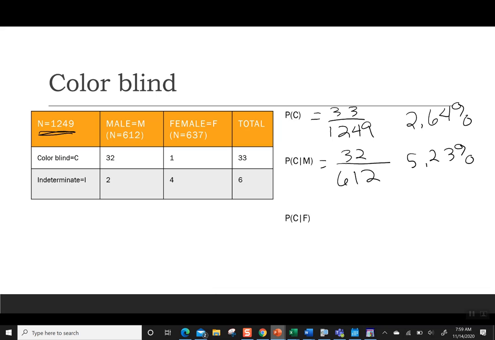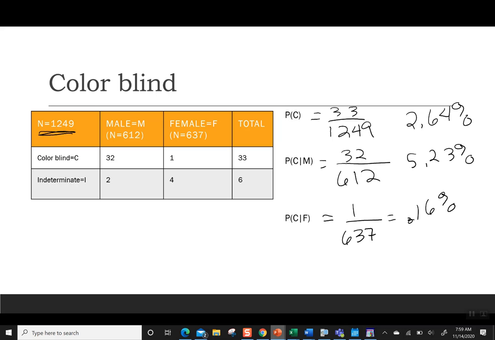Let's do the same thing and switch it to women. There were a total of 637 women in this survey, and one of them was colorblind. 1 divided by 637 comes out really small. This is 0.00156. We're going to call this 0.16%. So that's a big difference in looking at the numbers a different way.